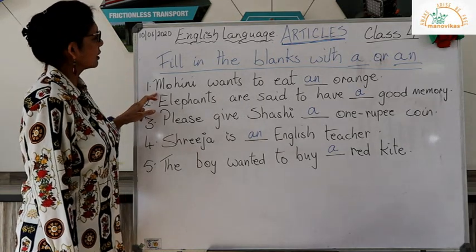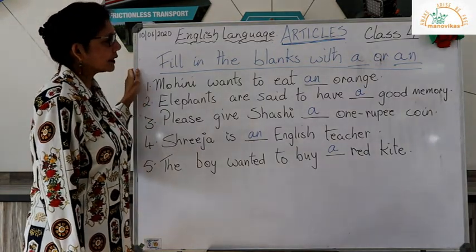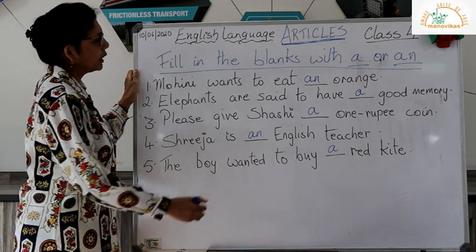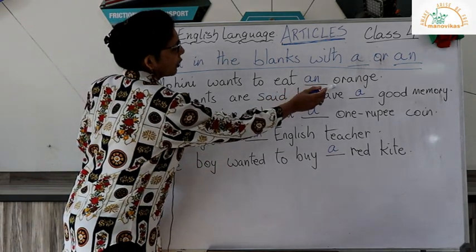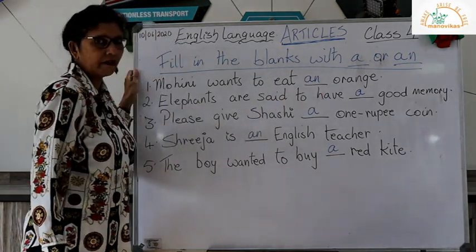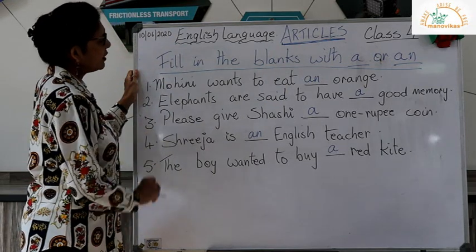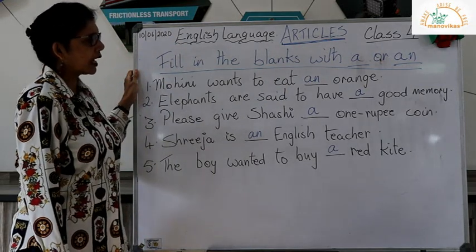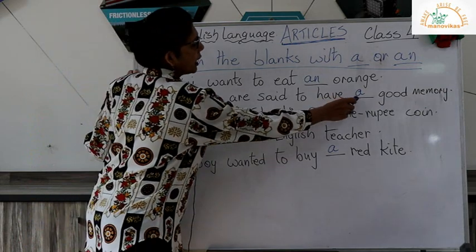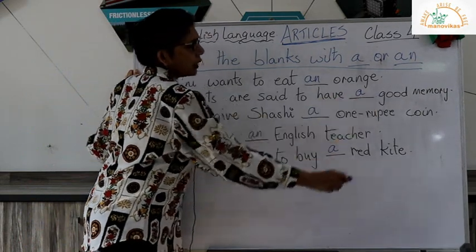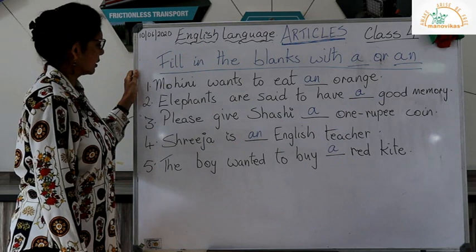So students, let's do an exercise to understand the use of a and an better. The first sentence, Mohini wants to eat dash orange. Mohini wants to eat an orange. Why? Because O is a vowel. Elephants are said to have dash good memory. What will you say? A good memory, because G is a consonant.